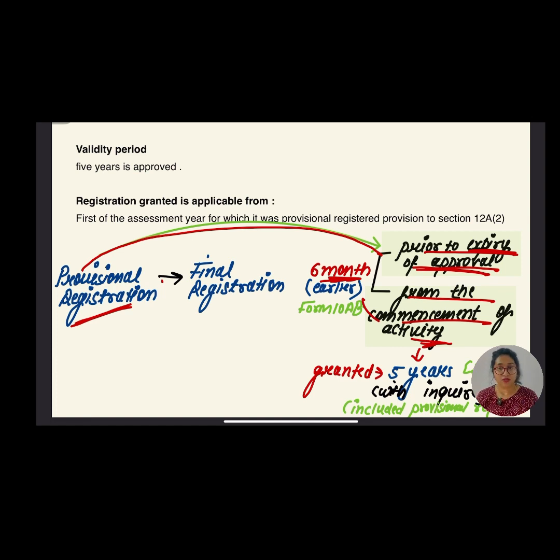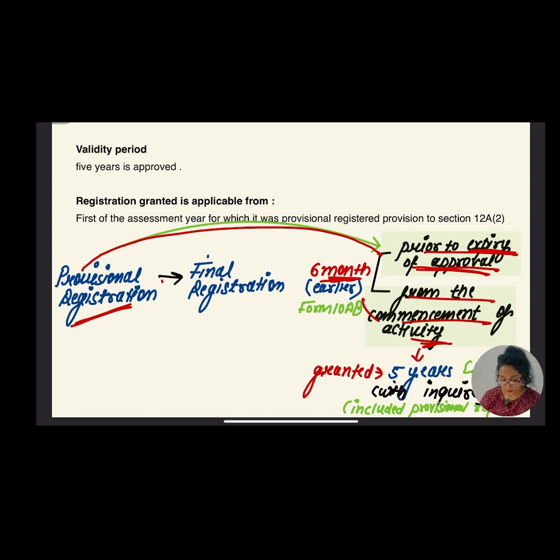Okay, now you have to tell me whether the provisional registration is going to be counted in this 5 years, or the next 5 years, matlab, new 5 years are going to be granted. Here the law is saying the 5 years would include the provisional registration period, which means 3 years, right? So the extension is only for 2 years. Hope so this was clear.